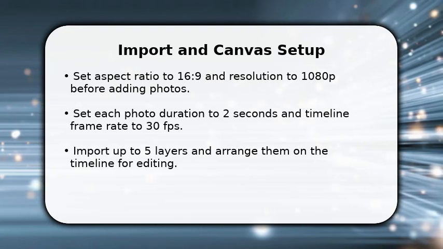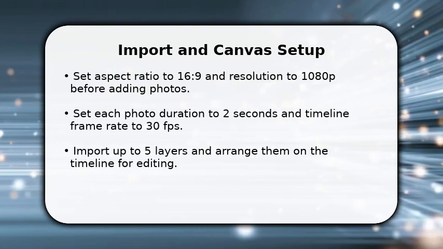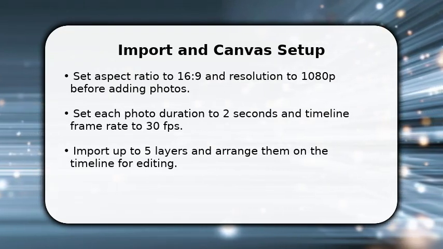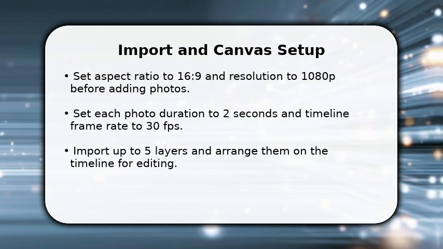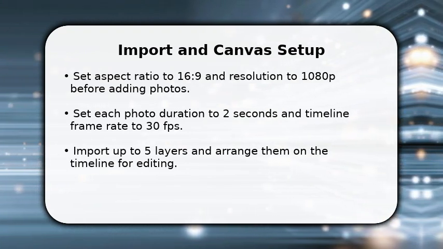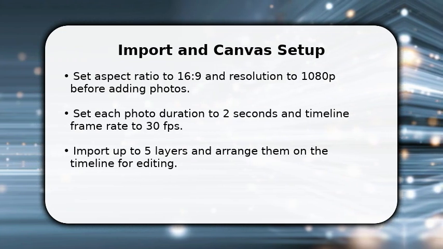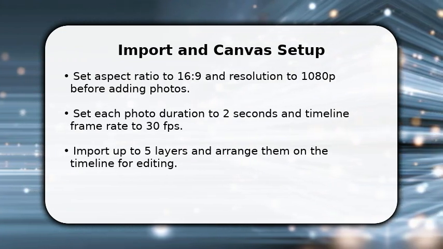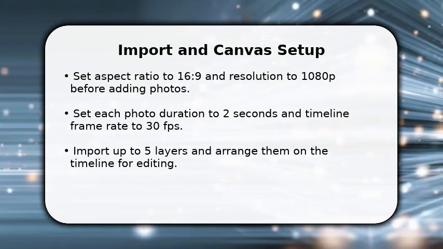Enjoy the video. Start by opening Capcut and creating a new project for your photos. Set the aspect ratio to 16:9 and resolution to 1080p for standard exports. Import your photos using the Add button and arrange them in the timeline.